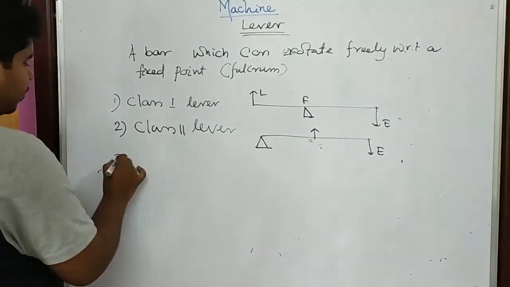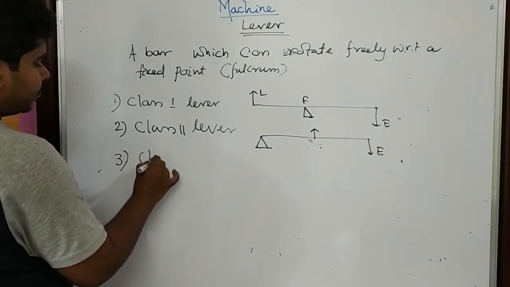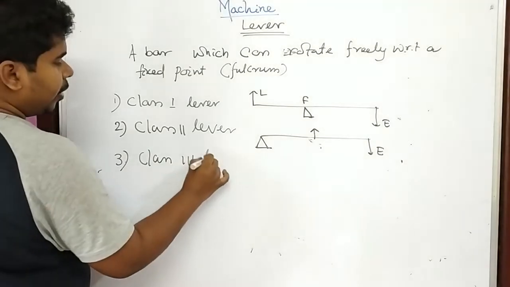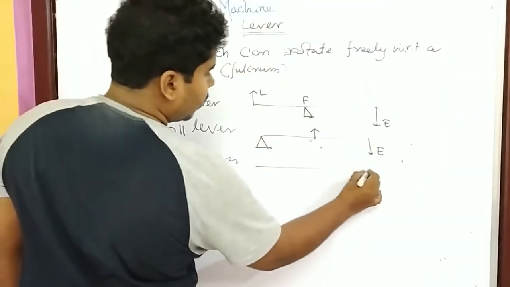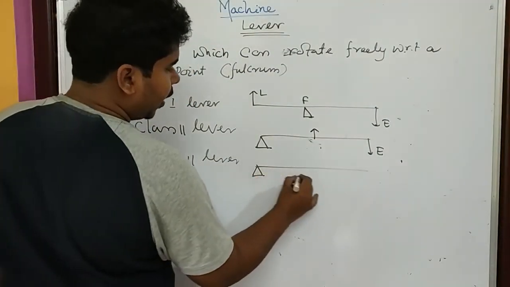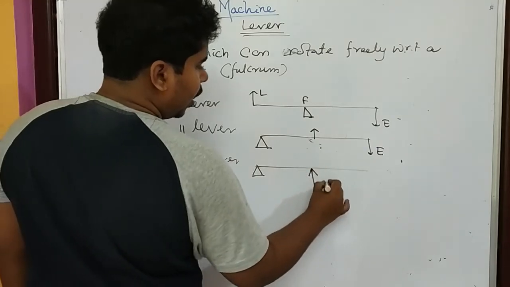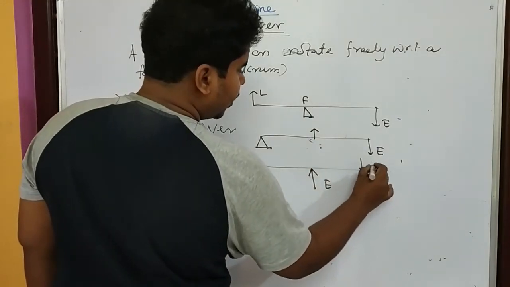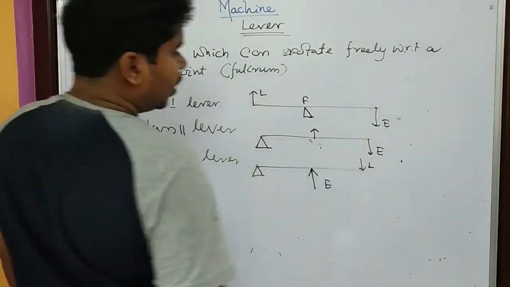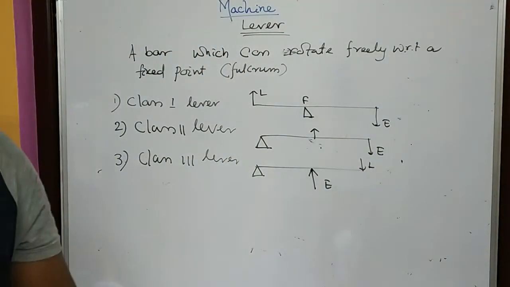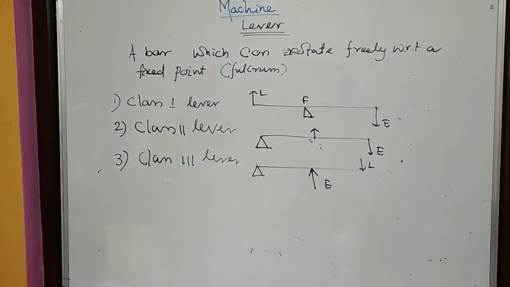And class 3 lever, here also the fulcrum is at one end, in one point there is effort and the load is applied in another point. So this is the lever, and that is the idea of lever you have already got earlier. Now we have to find out the mechanical advantage of lever.